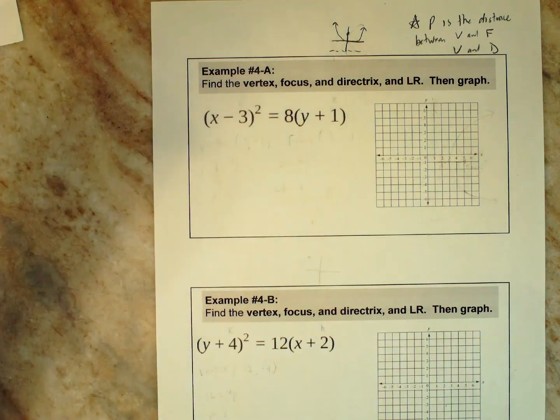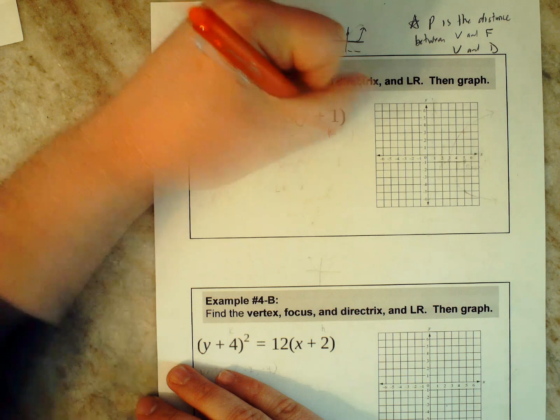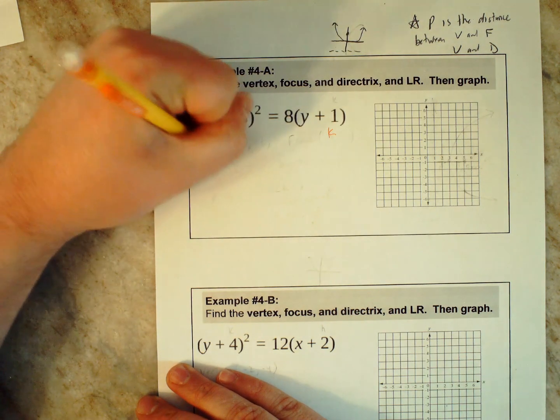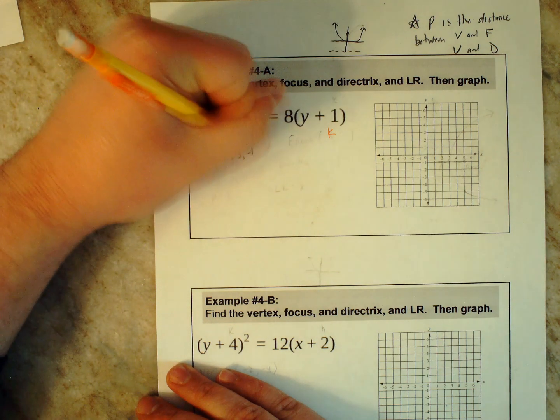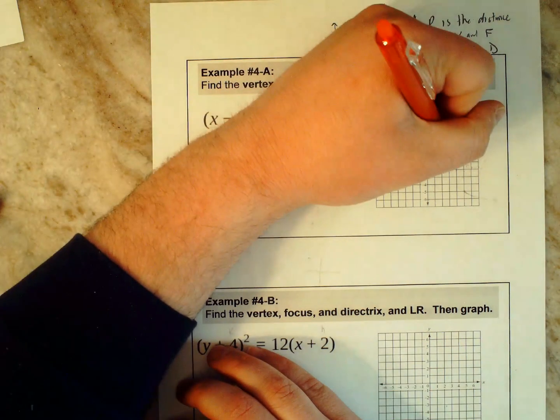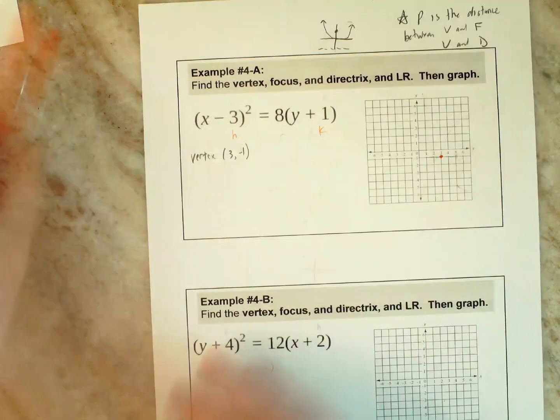Next, I need to get the vertex. So for the vertex, I have h here and I have k here. So that makes my vertex (3, -1). And I'm going to plot that in orange. So I'm going to go over 3, down 1. So there is my vertex.